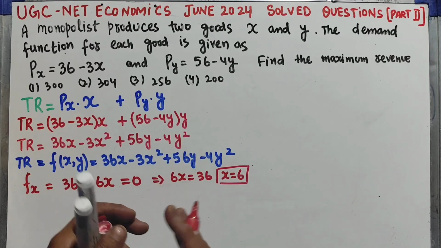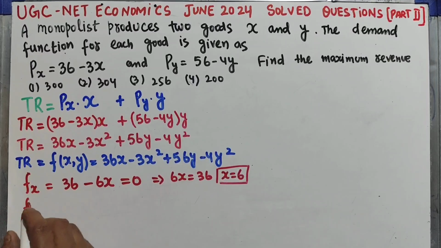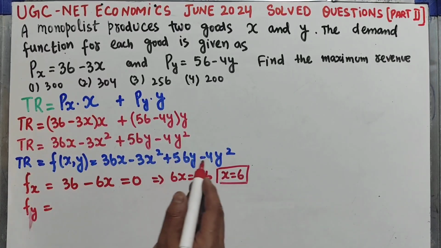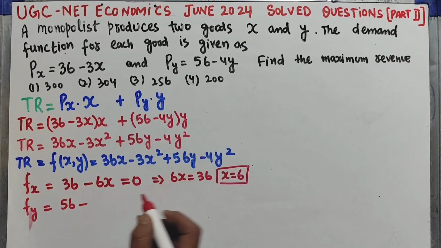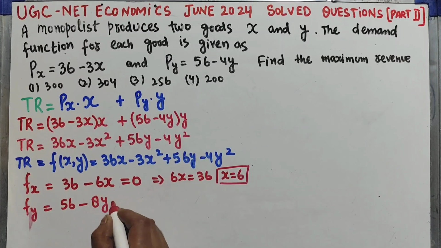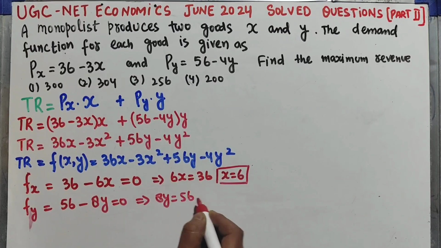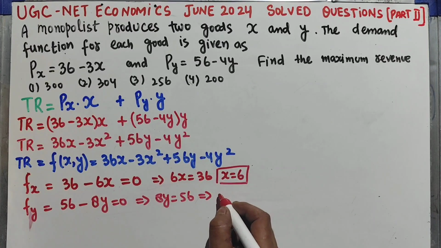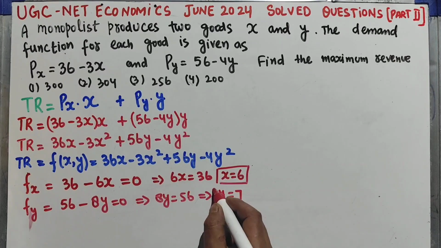So first thing is, we need to find out the critical points. Similarly, we take the second partial, that is f subscript y, that is the partial derivative of the total revenue function with respect to y. So derivative of y in the third term is 1, we are left with 56 minus derivative of y square is 2y, so 2 4s are 8y, and we set it equal to 0, implies 8y is equal to 56, implies dividing both sides by 8, y will be equal to 7. So we got the two critical points.